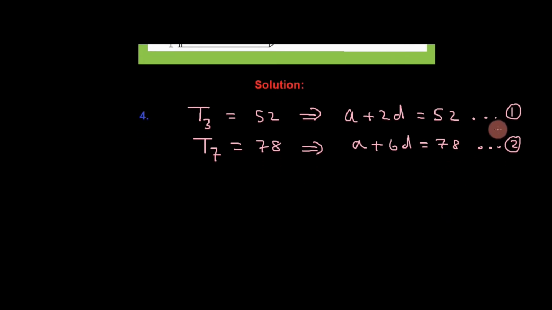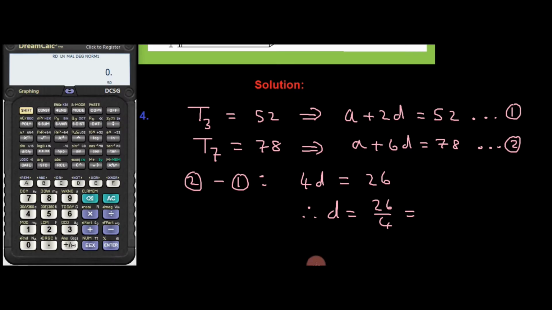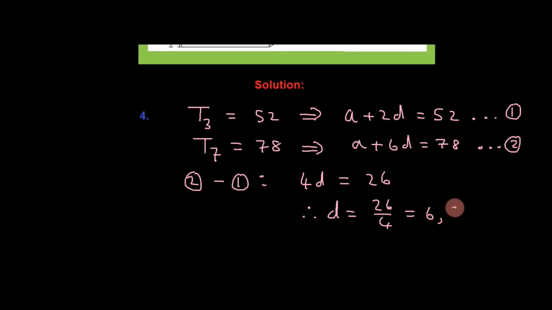And we can solve these equations simultaneously. We can say equation 2 less equation 1, and the a's will cancel. So a minus a is 0, and we have 6d minus 2d, which is 4d, equals 78 minus 52, which is 26. So d then is equal to 26 over 4, which is 6,5. So the common difference is 6,5.